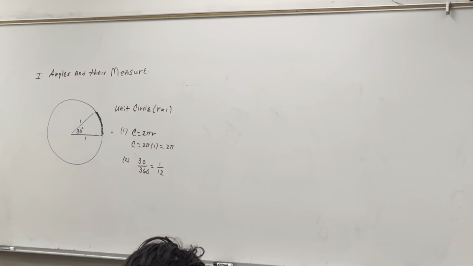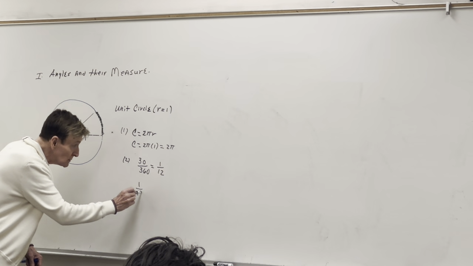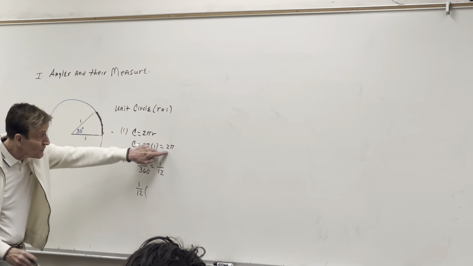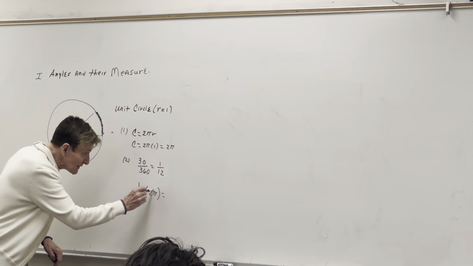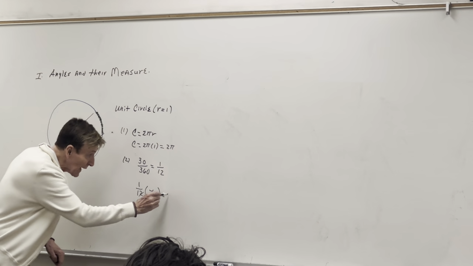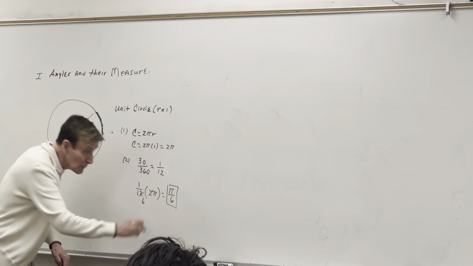And then I'm going to do what Joseph was telling me. I'm going to now take 1/12 of that full circumference, which is now going to give me, if I cancel over here, there's that pi over 6 I heard him tell me, and there's the measure.